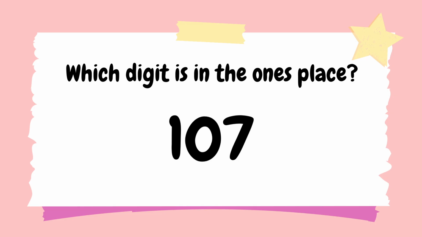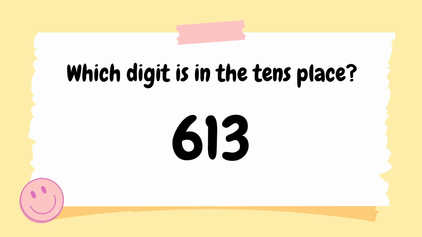Which digit is in the ones place? The number is 107. At the ones place there is a 7. Which digit is in the tens place? 630. At the tens place there is a 3.